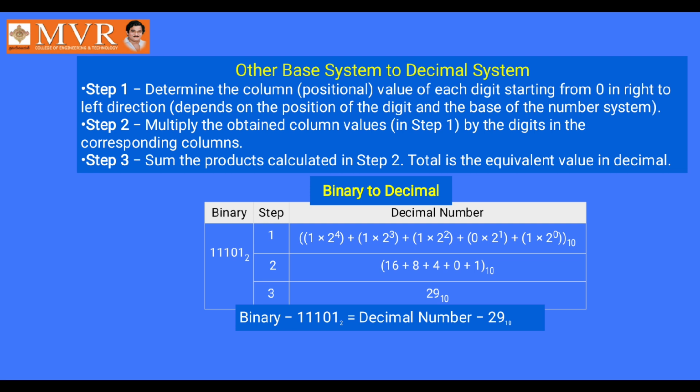Division operation. Now here it's opposite. Converting other base system to decimal, the operation we perform is multiplication. But whereas decimal to other, we go for division. So here you see there are three steps given here. In the table it is explained clearly.